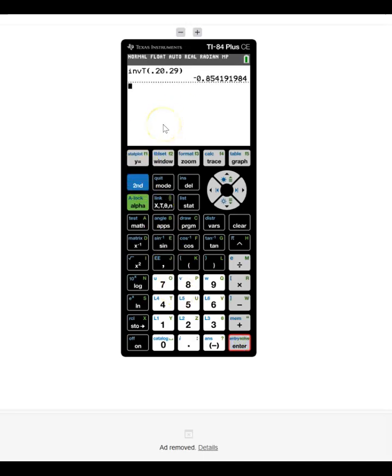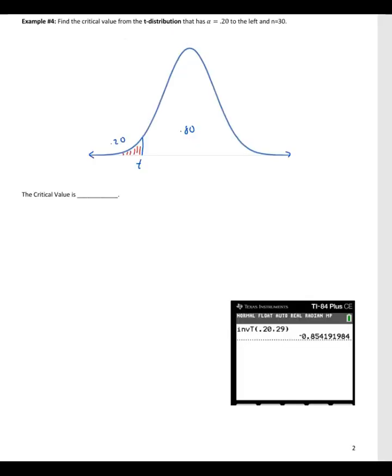Let me pause the video so we can go back to the command. Okay, I posted the answer here. And in this case, after we run it, we're told that this critical value that has 0.20 area to the left with n minus 1, that would be the degrees of freedom, or in this case 29, happens to be negative 0.85. So let me type it up and then I'll go back to the calculator. All critical values are going to be expressed to 2 decimal places, so negative 0.85.